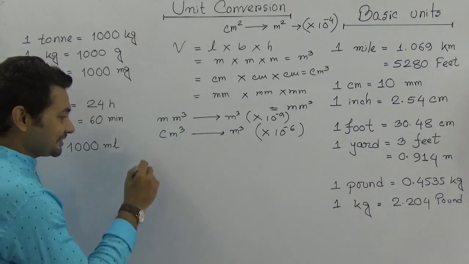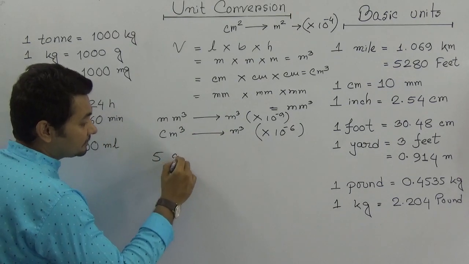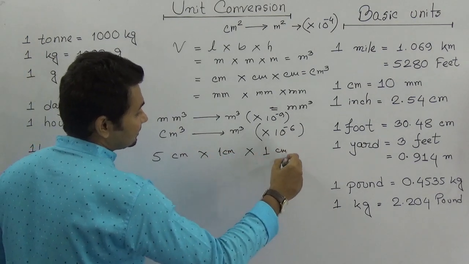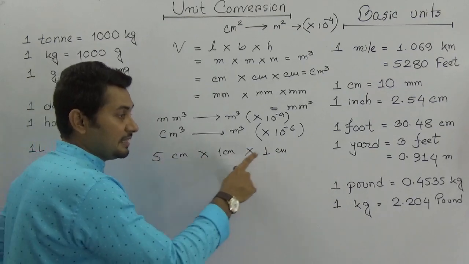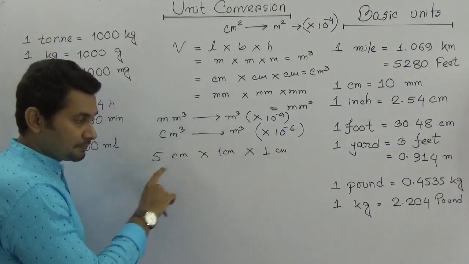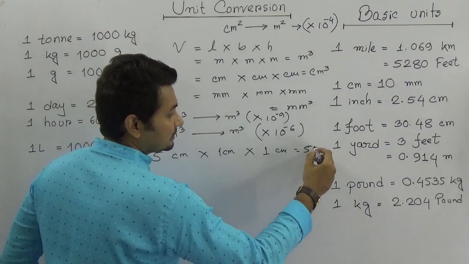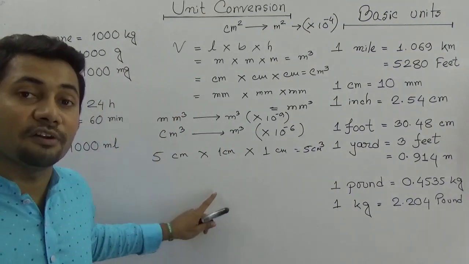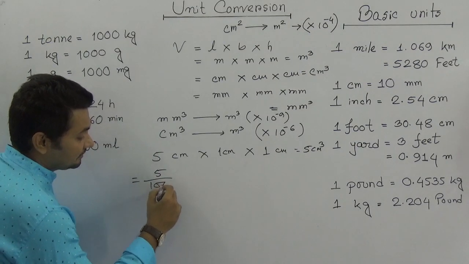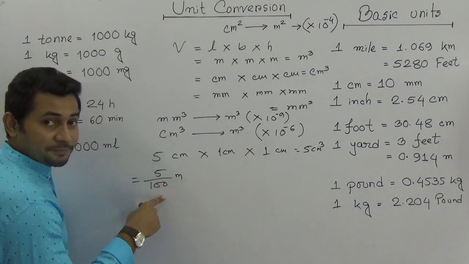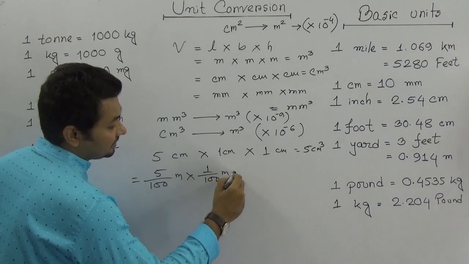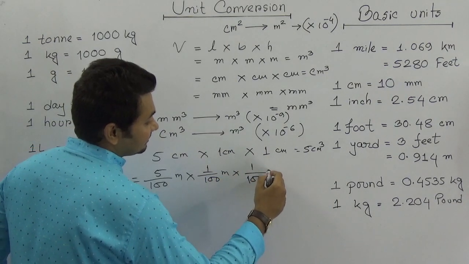How come? Think about it. 5 centimeter times 1 centimeter times 1 centimeter. If this is the length, breadth and height of a cube, then the volume of that cube is altogether 5 centimeter cube. Now I need to convert it into meter cube. What will I do? The 5 divided by 100, that is in meter. And again this is 1, then I'll divide it by 100, it will come to meter. And again similarly it will come to meter.